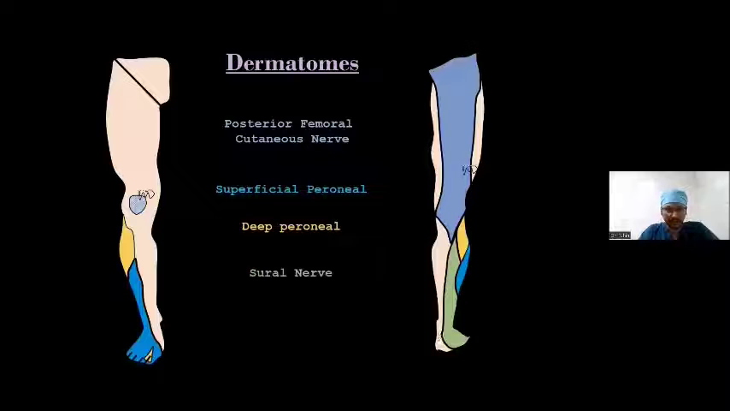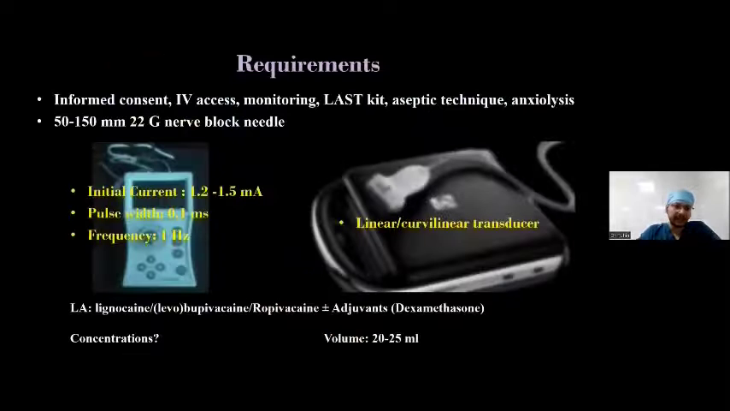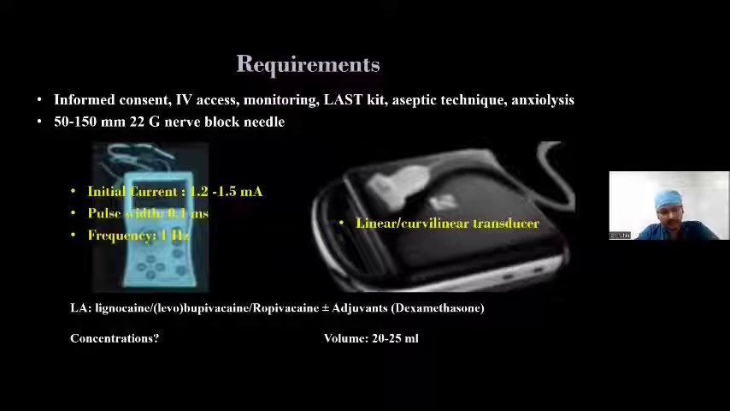The rest of the area, as I have mentioned for other blocks: informed consent, IV access, monitoring, a lasix kit, and aseptic technique are to be followed. The sciatic nerve is a deeper block, especially the proximal one and the sacral plexus block, and the patient needs sedation also, and also local infiltration before inserting the nerve block needle.